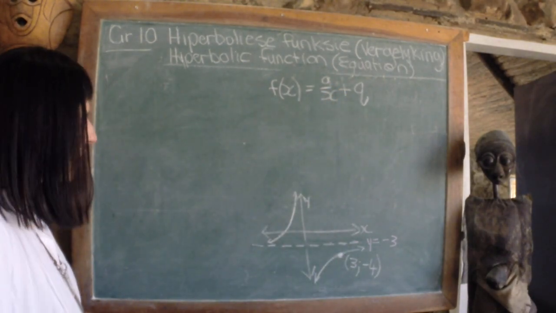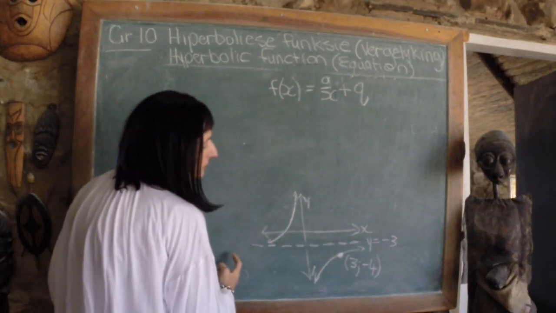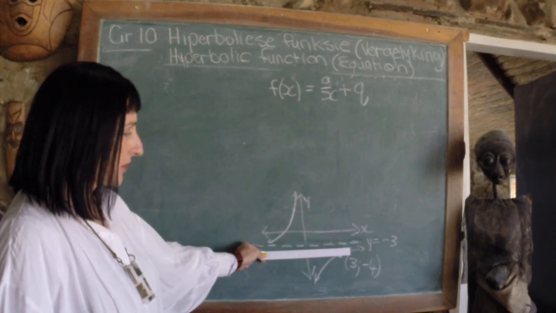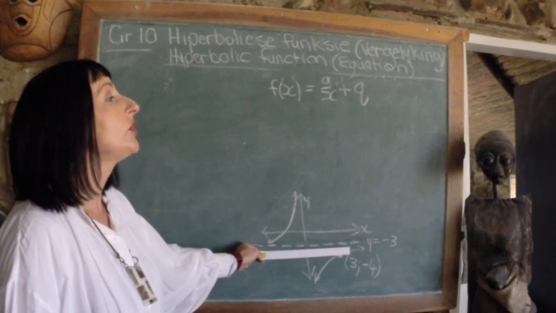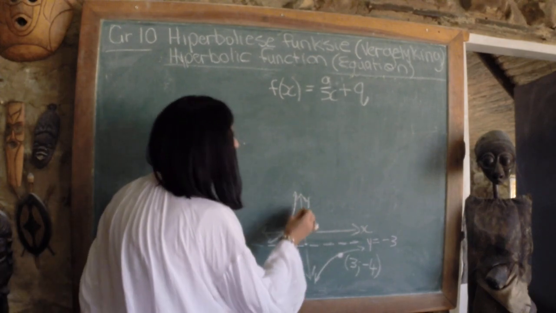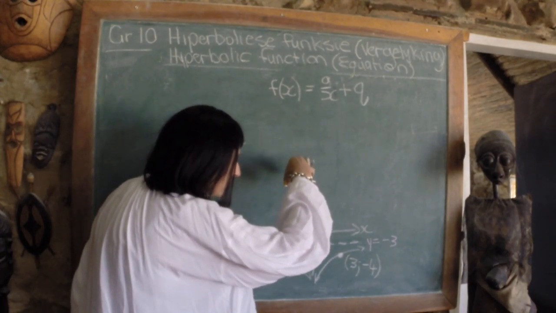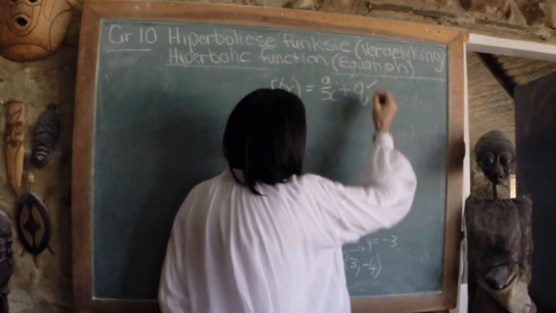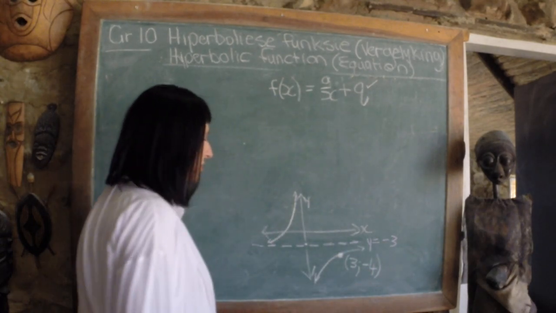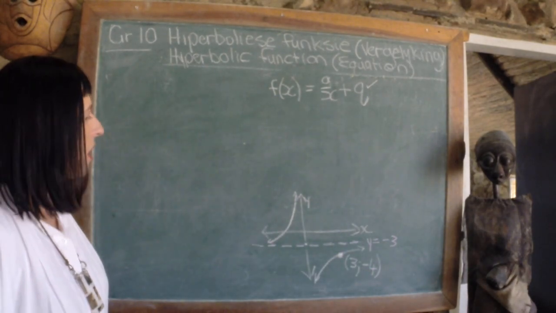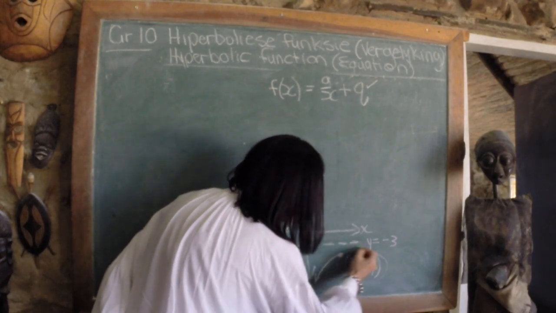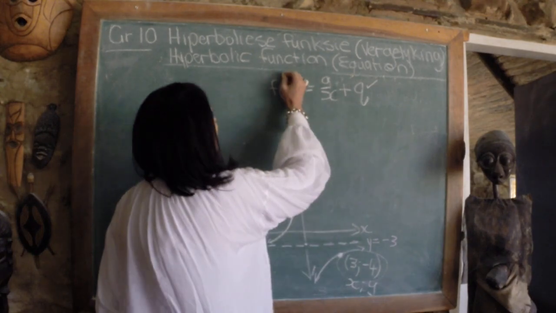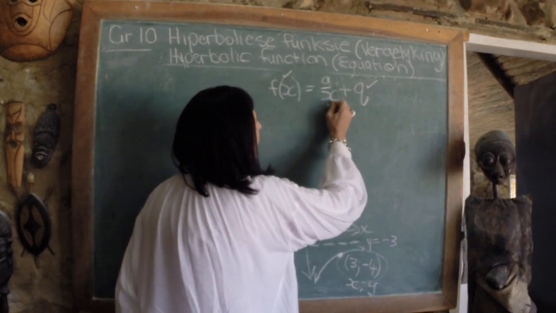Wat het ons? Ons het die horizontale asimptoot. So that means this is the q value. This function shifted 3 units downwards. So ek kan gaan sê, ek weet wat is q. Q se waarde is minus 3. So kom ons gaan kyk wat het ek nog. I've got a coordinate, one coordinate, so that's an x and a y value. So I've got a y value and an x value.